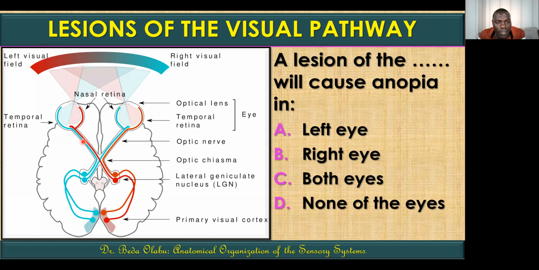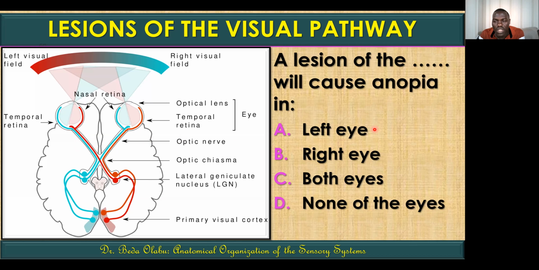If I injure here, and this is the left optic nerve, if I just cut here, it means you're going to lose vision. Loss of vision is what we call anopia. So the question is, what is projected to you here? If I injure the left optic nerve, where will I lose vision?